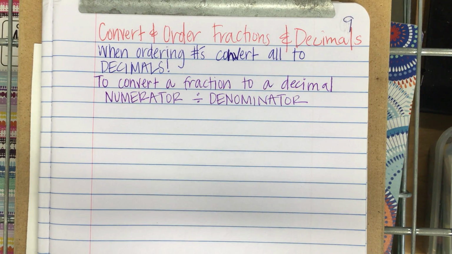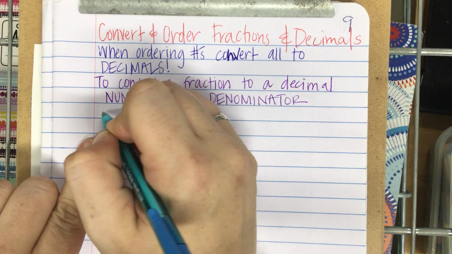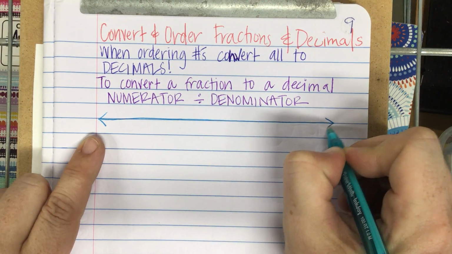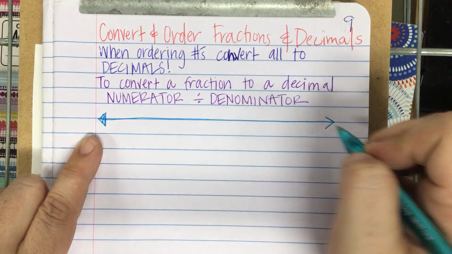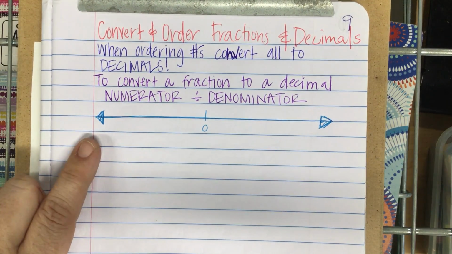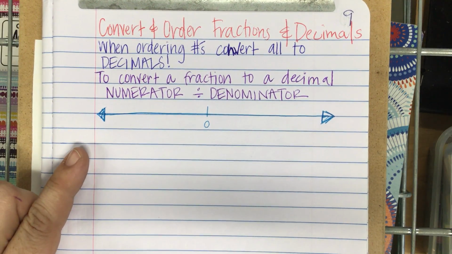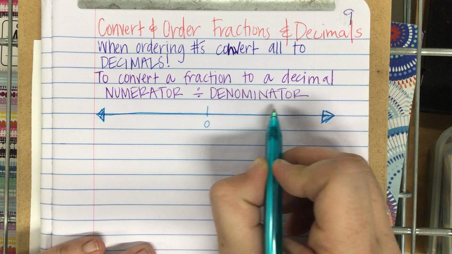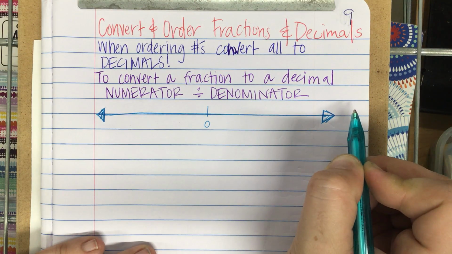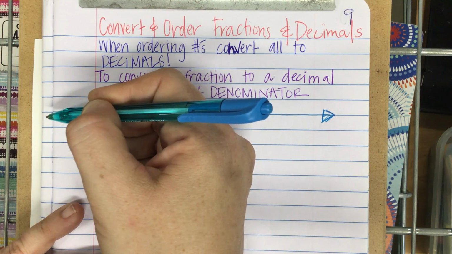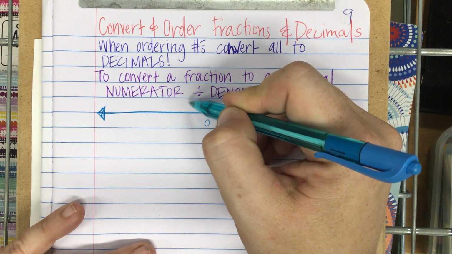Here are some things that we need to remember, right? If we have a number line, zero's in the middle, right? Numbers get larger going to the right. Numbers get smaller going to the left. Yes?